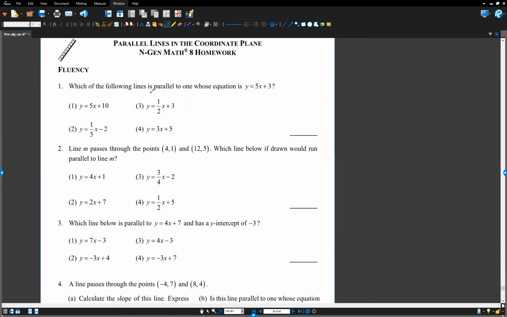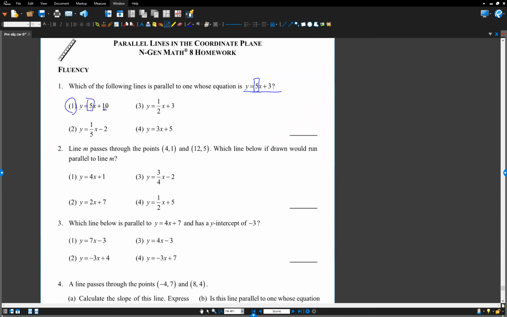Which of the following lines is parallel to the one whose equation is y equals 5x? Which one is parallel to this line? Parallel means what? Same slope. Where is the slope over here? 5 is the slope, so the other line's slope must be 5. Which one has slope 5? Only this one, right? Slope is 5.